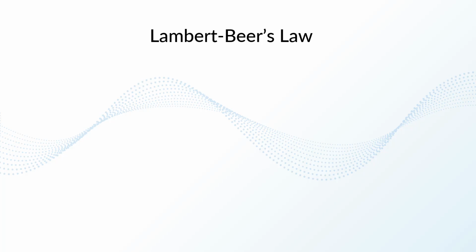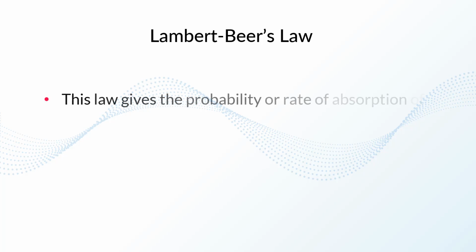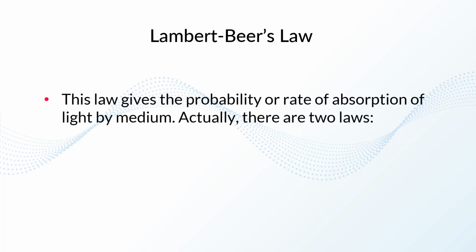A very fundamental, very important law of photochemistry, which tells that the absorption of light is influenced by the amount of concentration of solute present in the solvent and the thickness of the medium. So there are two different things, but then we'll see one by one how it goes. So this law gives the probability or rate of absorption of light by medium.